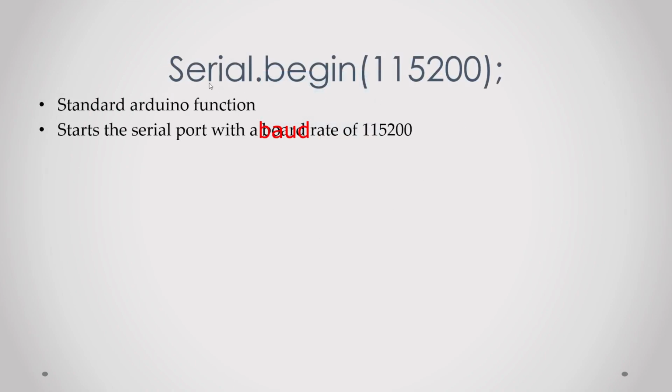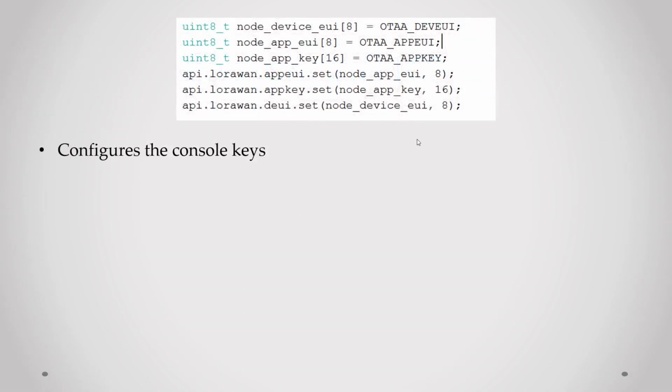So then we start with serial.begin. This is a standard Arduino function, and it basically just starts the serial port with a baud rate of that value. Then we define the console keys. This is just copy paste, you don't need to change any of this.